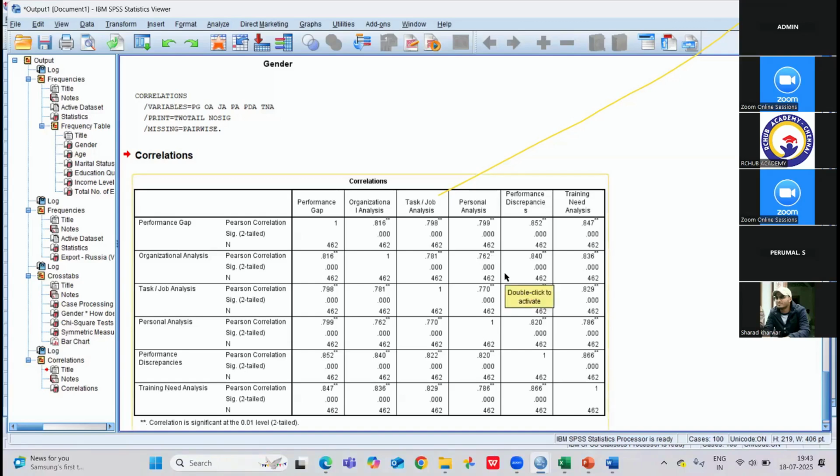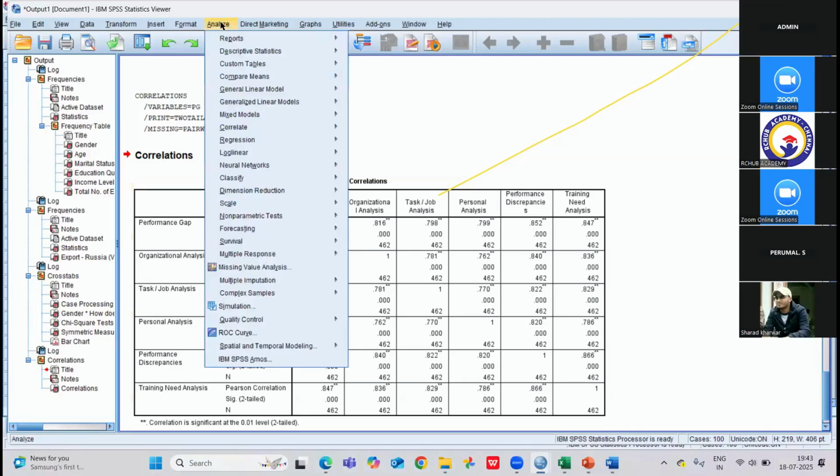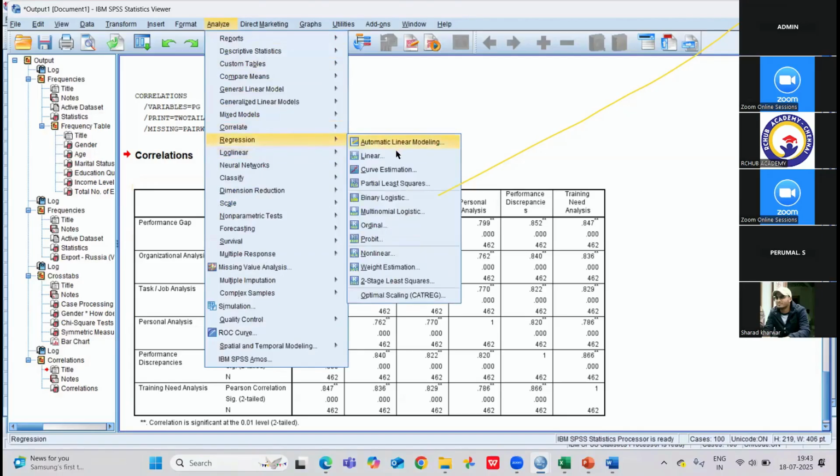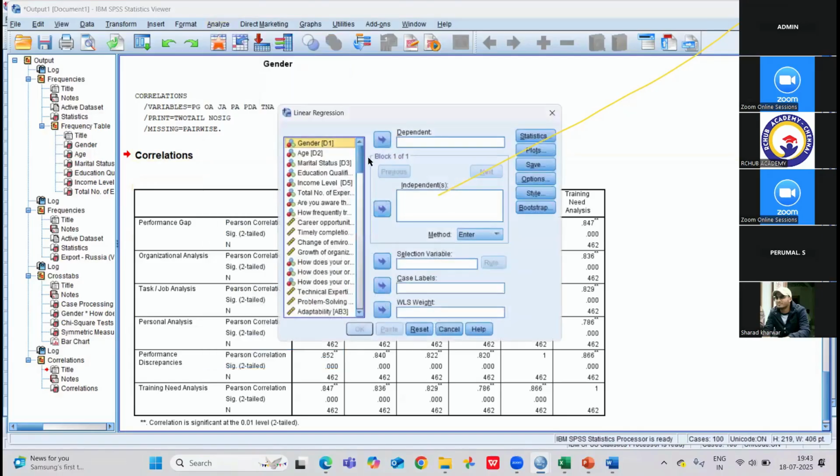Now let me explain how to interpret regression analysis. For regression analysis, let me do the same thing. Let me consider training. Sir, I have a doubt, sir.